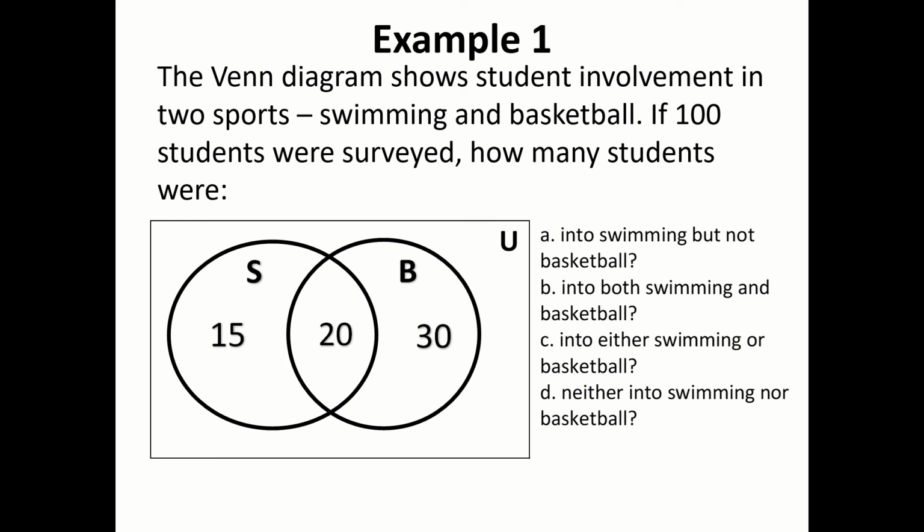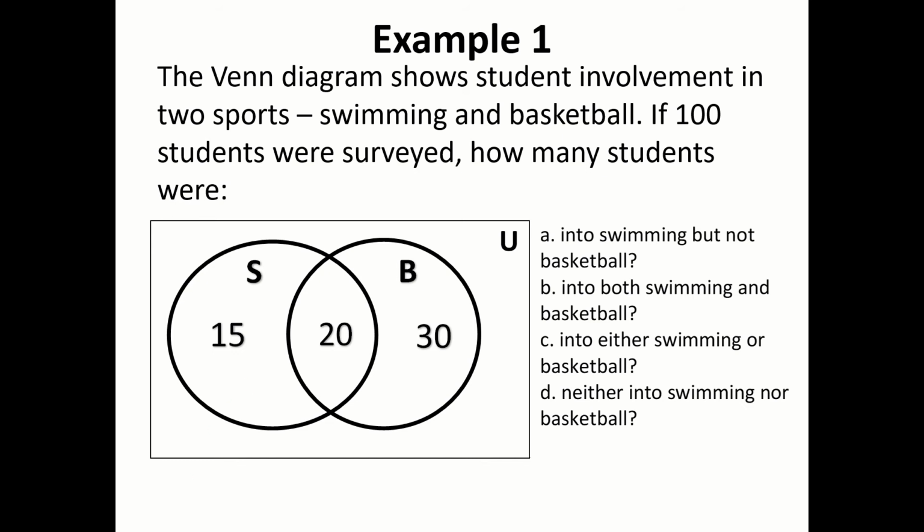As you can see here, there is a survey with its result. This Venn diagram shows students' involvement in two sports, swimming and basketball. If 100 students were surveyed, how many students were into swimming but not basketball, and the other questions as well. So the data that was collected is already summarized through the Venn diagram.